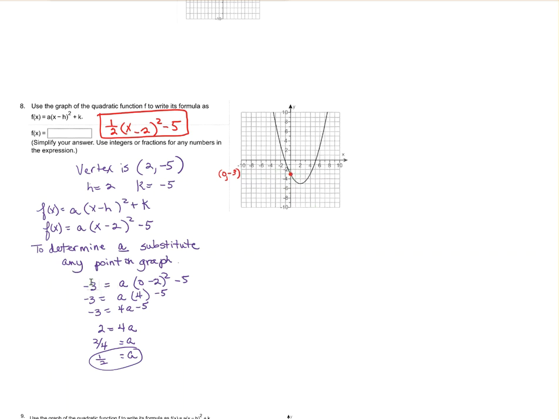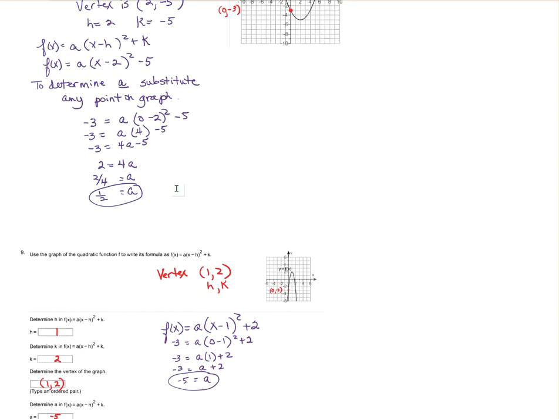So now I'm going to put the -3 for the f of x part equals a times 0 minus 2 squared minus 5. Then we will square this -2. That becomes 4. So we've got 4a minus 5 equals -3. Add 5 to the other side, so you have 2 equals 4a. Divide by 4, you get 1/2 is a. So that was the part that we did not have. We put 1/2 here, and then we have x minus 2 squared minus 5.